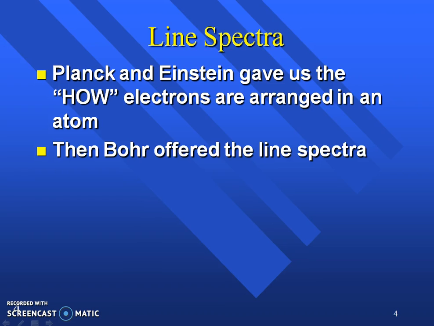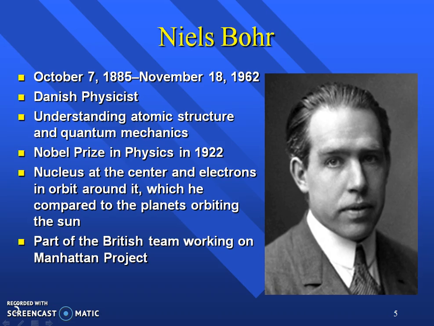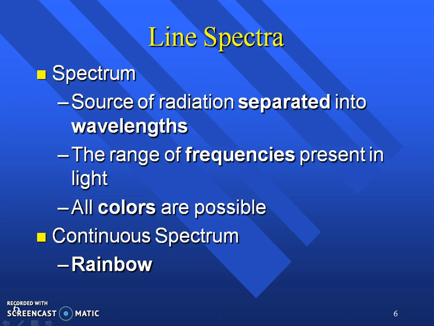So Planck and Einstein gave us how electrons are arranged in an atom, but then Bohr offered this line spectra. So there's Mr. Bohr himself, pretty handsome. So this line spectra is the source of radiation that separates the wavelengths. So again, there's that range of frequency as well. And so then all the colors are possible, like the rainbow, red all the way to purple.